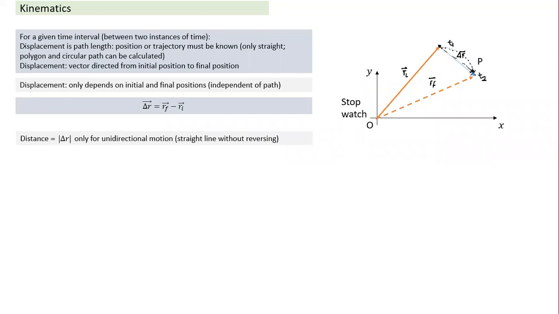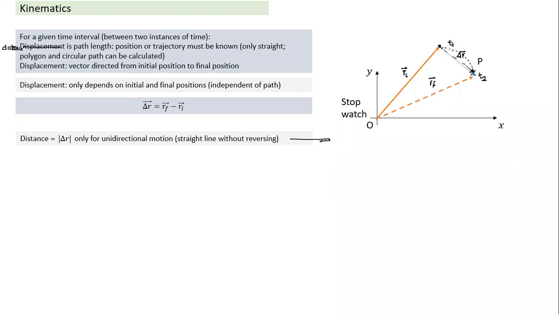Sorry, what I've written as displacement, this is distance. Distance is path length. I have to correct that. Distance is path length, and path length can be calculated only for a straight path. Polygon also we can do, and circular path. Any other curve we cannot calculate. And the distance traveled is equal to the displacement only for unidirectional motion. What does unidirectional motion mean? The direction of motion should not change. Even if the particle is going like this, the moment it becomes like this, here also it has changed its direction.